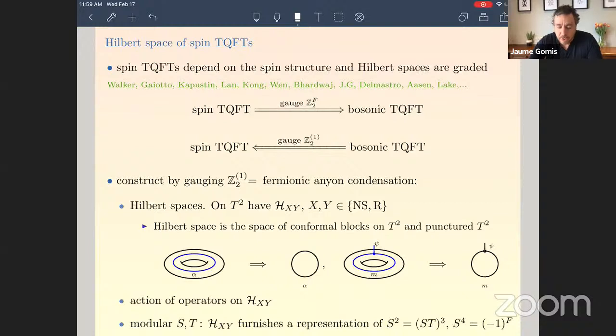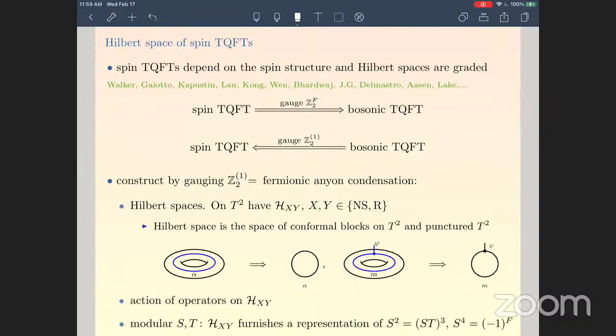Okay, so I'll just say a few things of how you would construct the Hilbert space of spin TQFTs and how you would compute whatever you need to compute to detect the anomalies there, at least from this simple-minded point of view. So what is a spin TQFT?